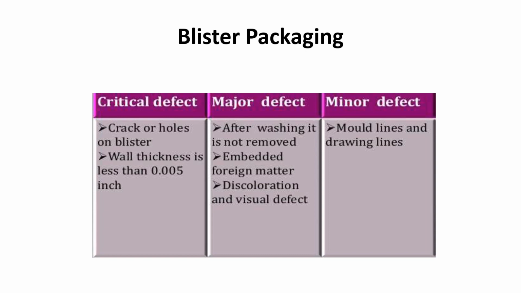For example, blister packaging. The critical defects observed may be cracks or holes in the blisters, or wall thickness not being up to the desired thickness. A major defect is embedded foreign matter, or discoloration and visual defects. Minor defects would range into mold linings and drawing lines.